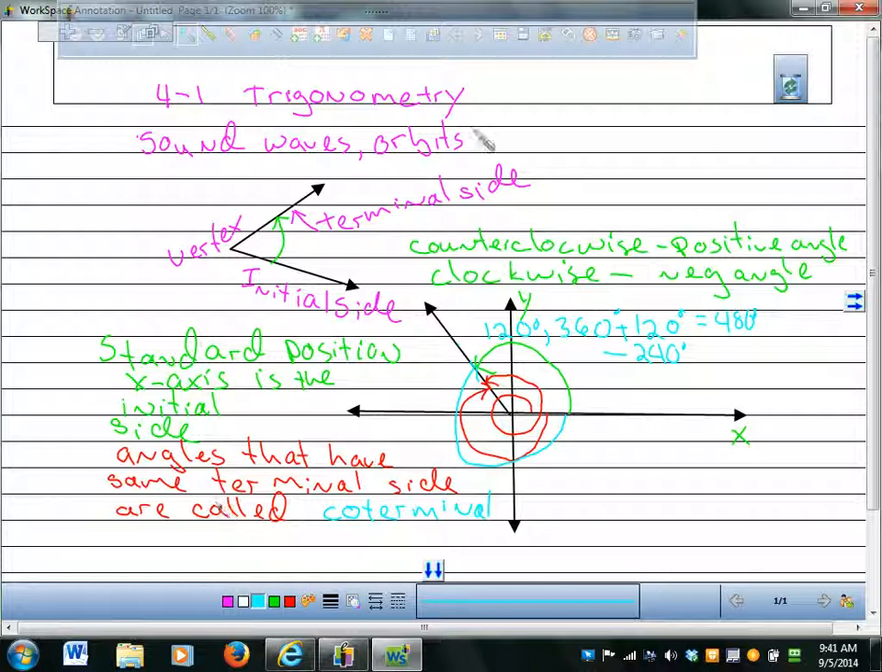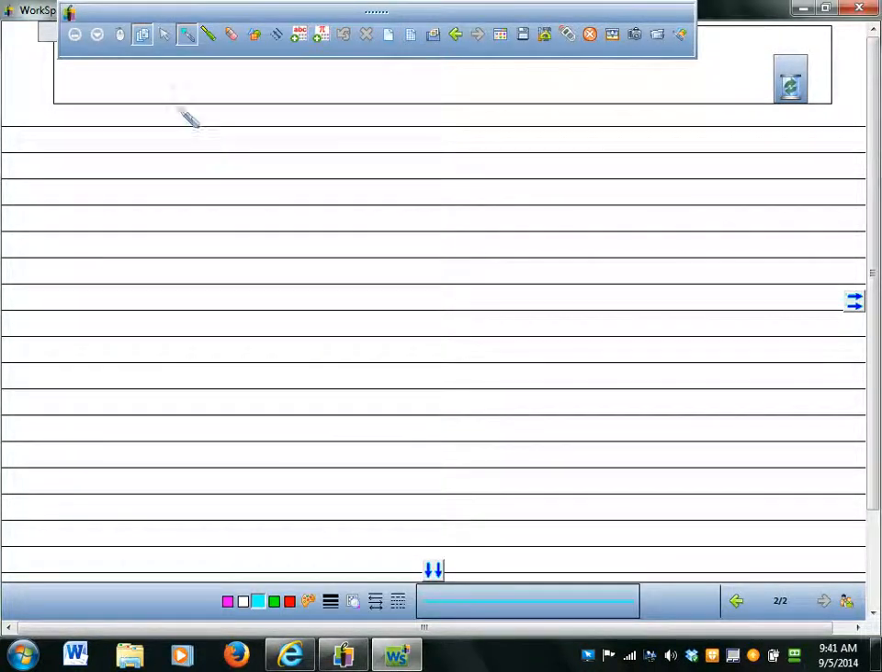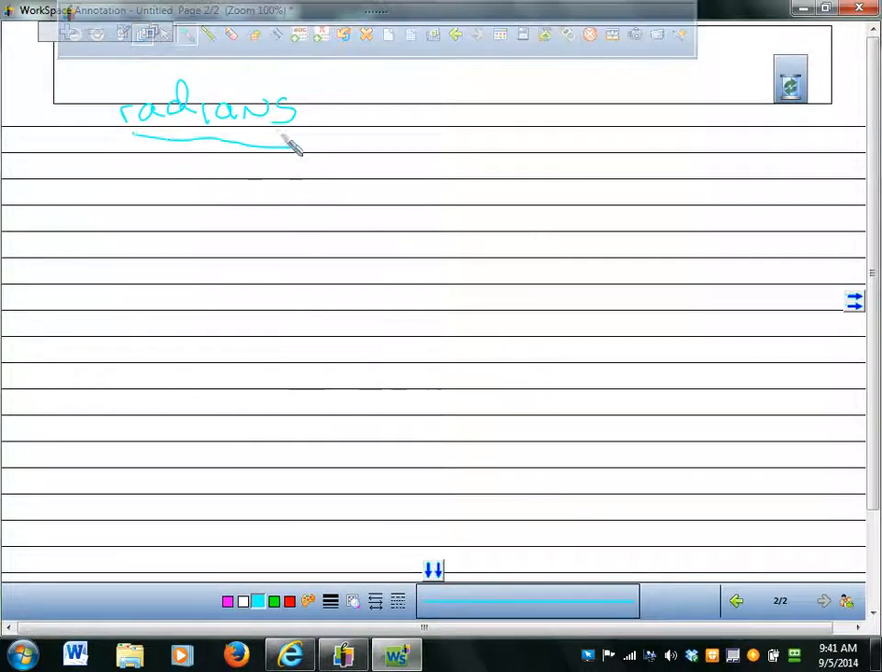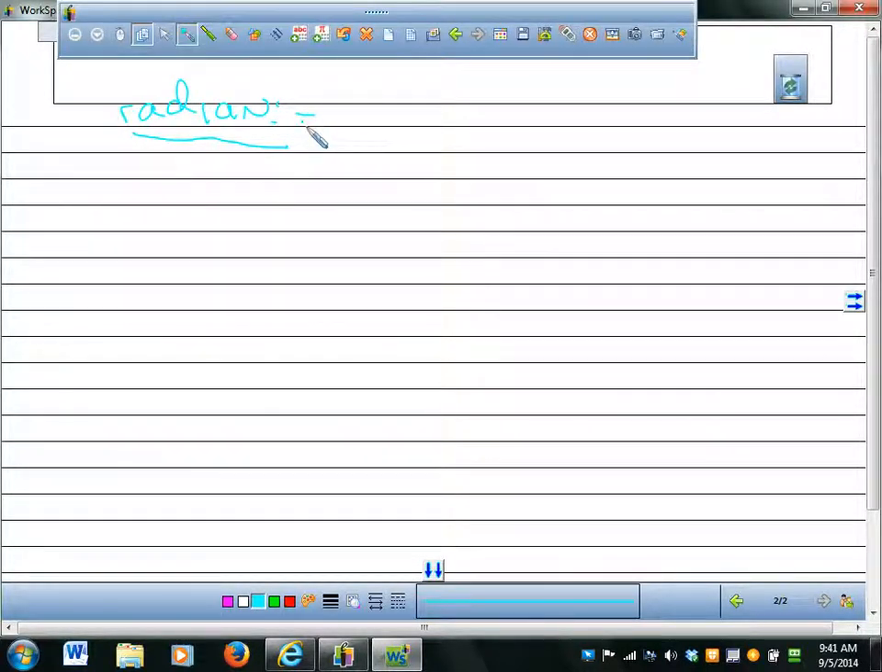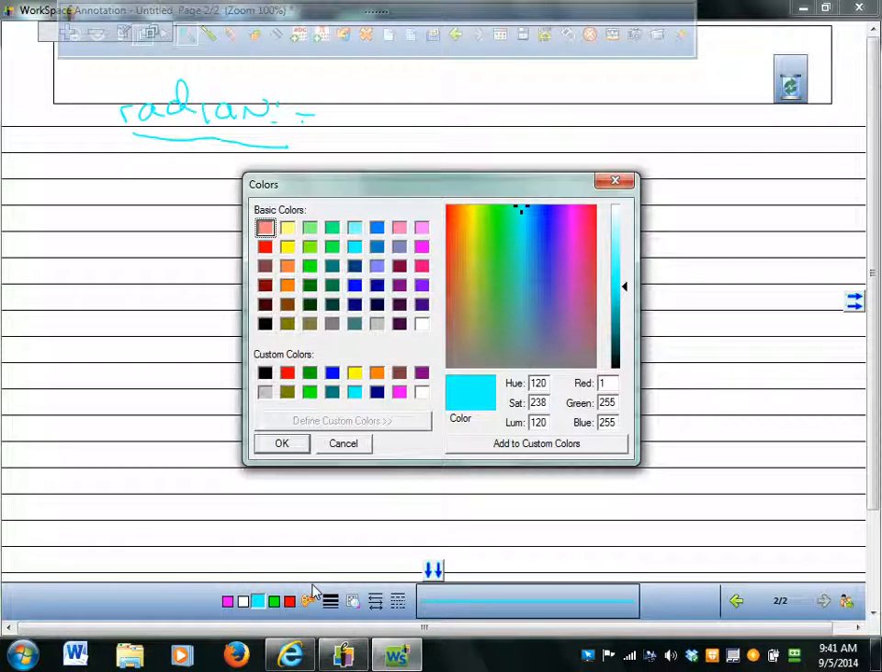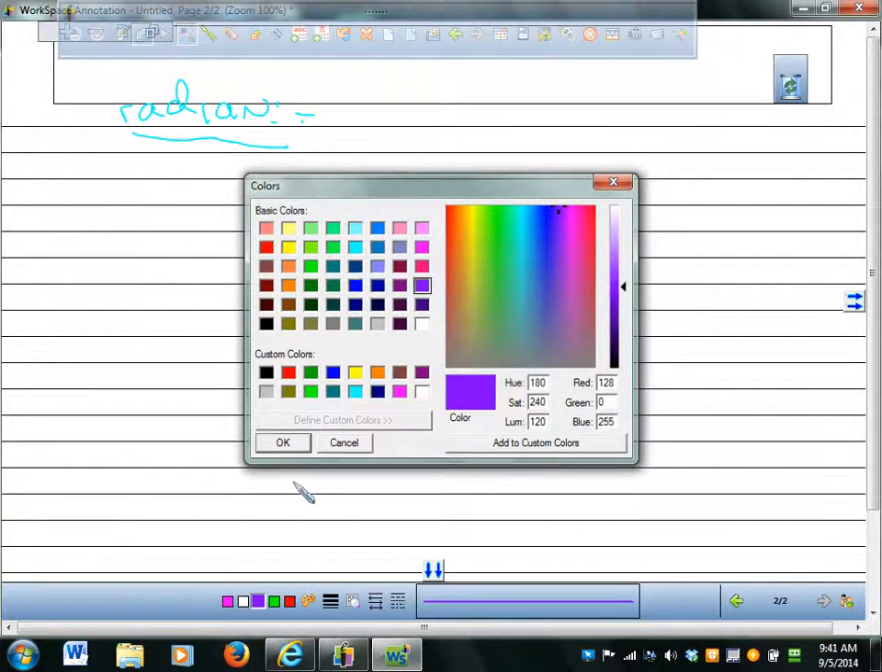Okay. In trigonometry, we measure things in radians a lot of the time, I would say like 2/3 of the time. A radian is just another unit of measure, but it's convenient when you're doing trigonometry, okay? And so maybe I should change to, what's a better color? How about purple?